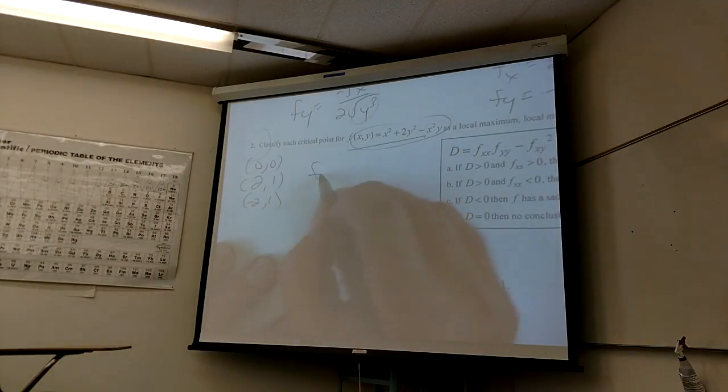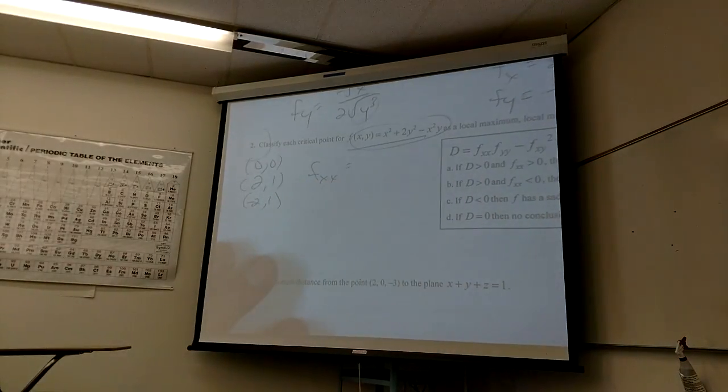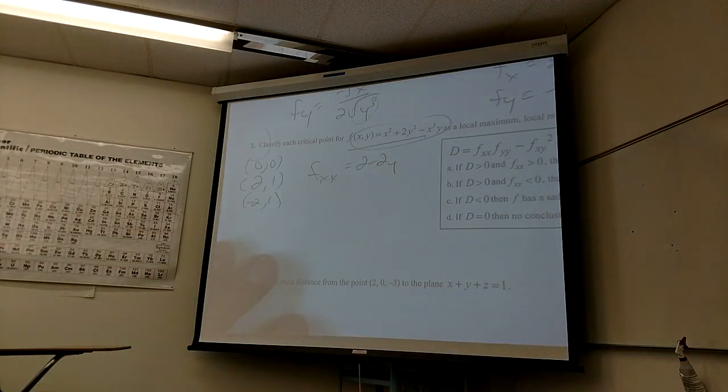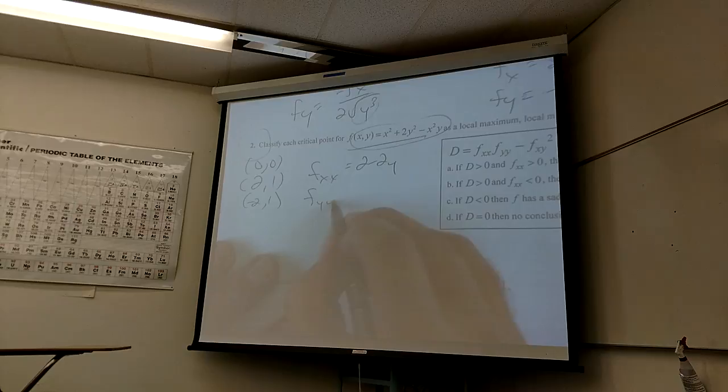Now, what's fxx? I need to know what that is. 2 minus 2y. I like it. And what's fyy? 4. Cool. And what is fxy? Where'd it go? Sorry. fxy. There it is. Negative 2x. Good.